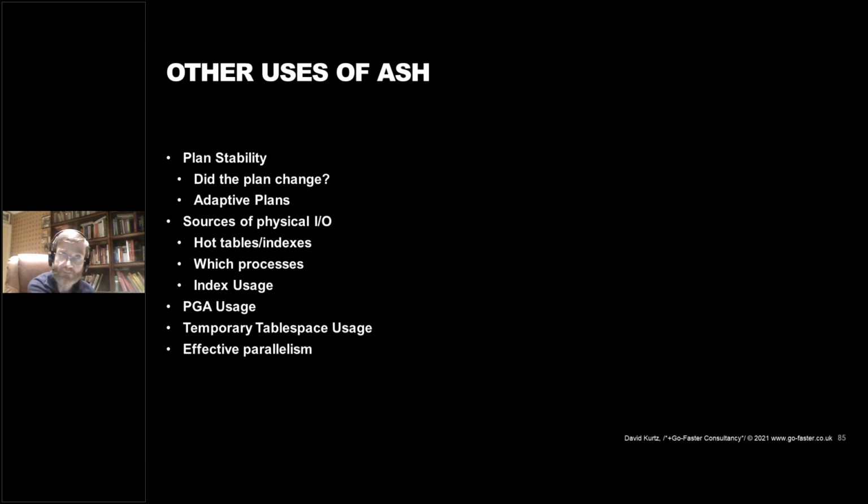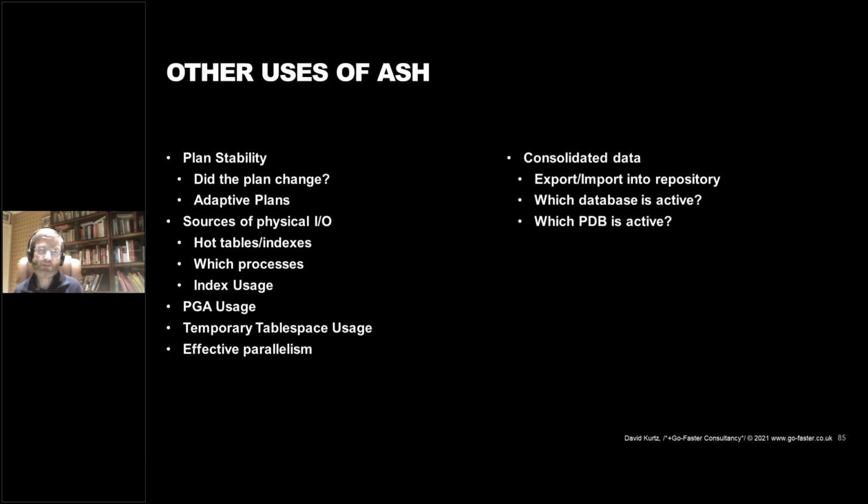You can investigate parallelism. You can see whether your use of parallel query is effective. Are you firing up lots of parallel query sessions and they're not really getting a lot of database time out of them because it wasn't an effective use of parallelism? Consolidated data is quite interesting. You can export and import AWR data and the ASH data with it, so you can see which database is active within that consolidation. If you've got a container database, then you can actually see which PDB in your database is the most active. If you connect to the container database, you can look at all of the tenants within your multi-tenant.